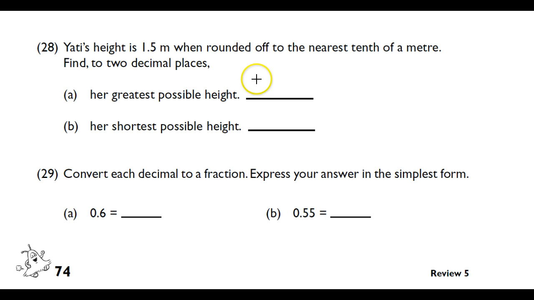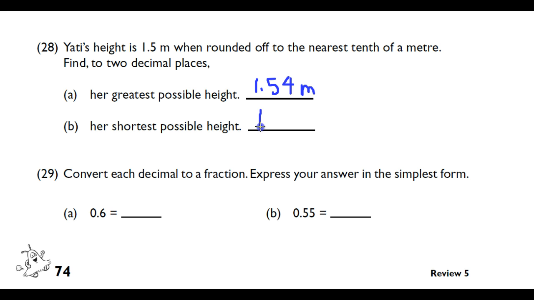Right, this one is 1.54. That's the greatest. I'll put a meter there. The greatest possible height is 1.54 rounded to 1.5. Why is it? If it's 1.55, it would have been rounded to the next number. It would have been rounded to 1.6. Therefore, this is the greatest number to be rounded down to 1.5, not further than that.